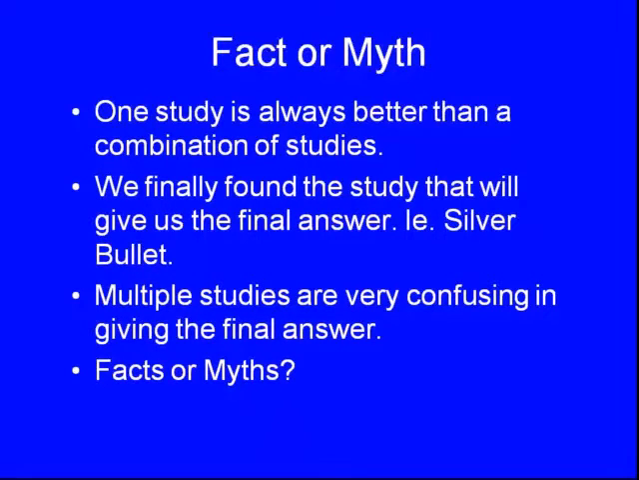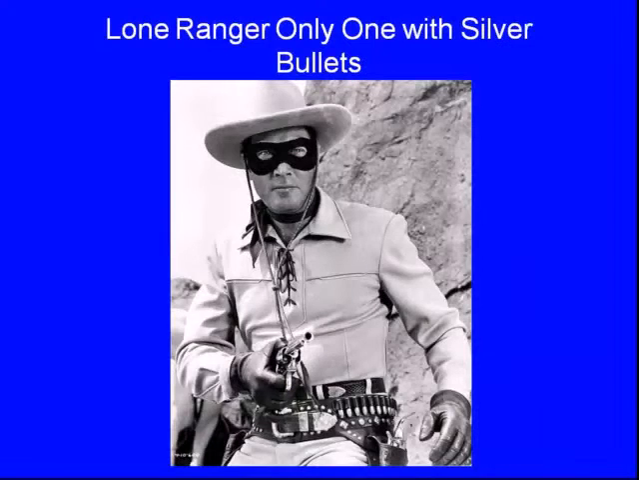So the next question is, is one study always better than a combination of studies? Can we find the perfect study, the so-called silver bullet? Are multiple studies very confusing? How do we put everything together? The only guy that has silver bullets is the Lone Ranger. We don't have perfect tests. We have tests that we have to put together with the clinical data.